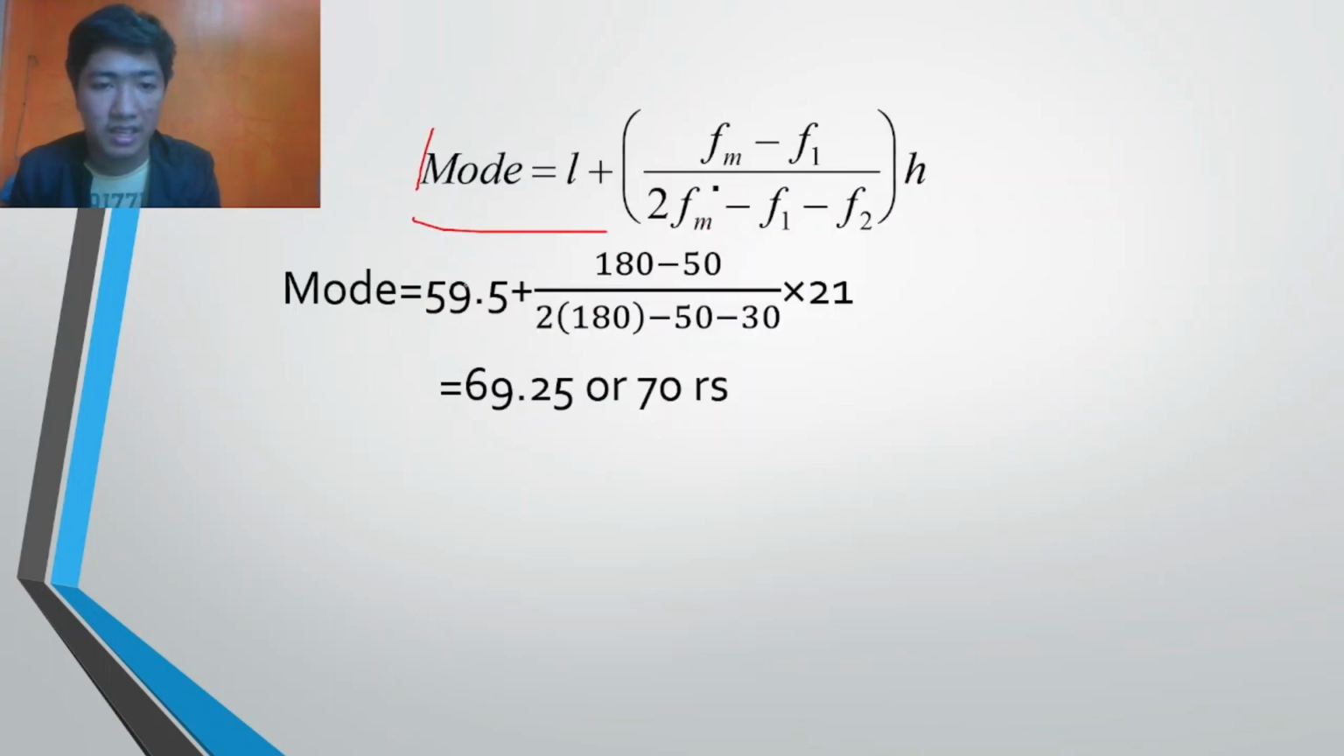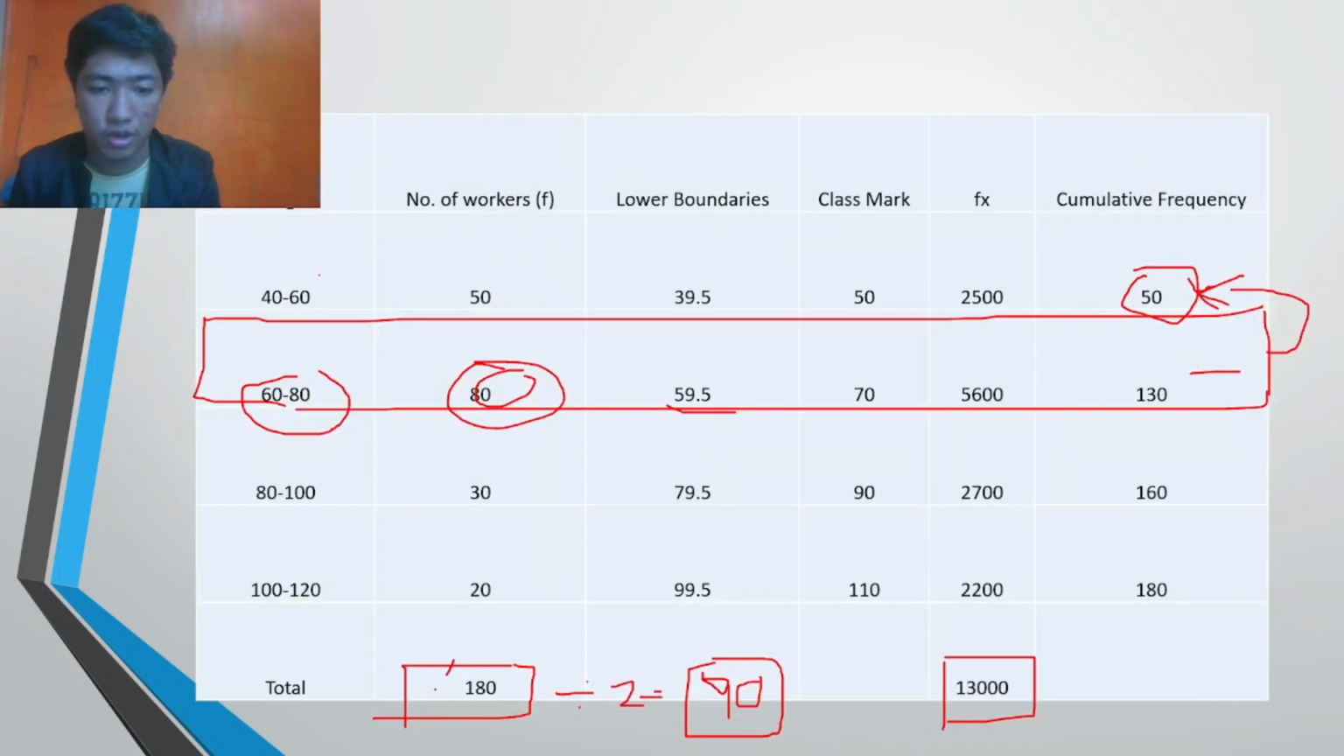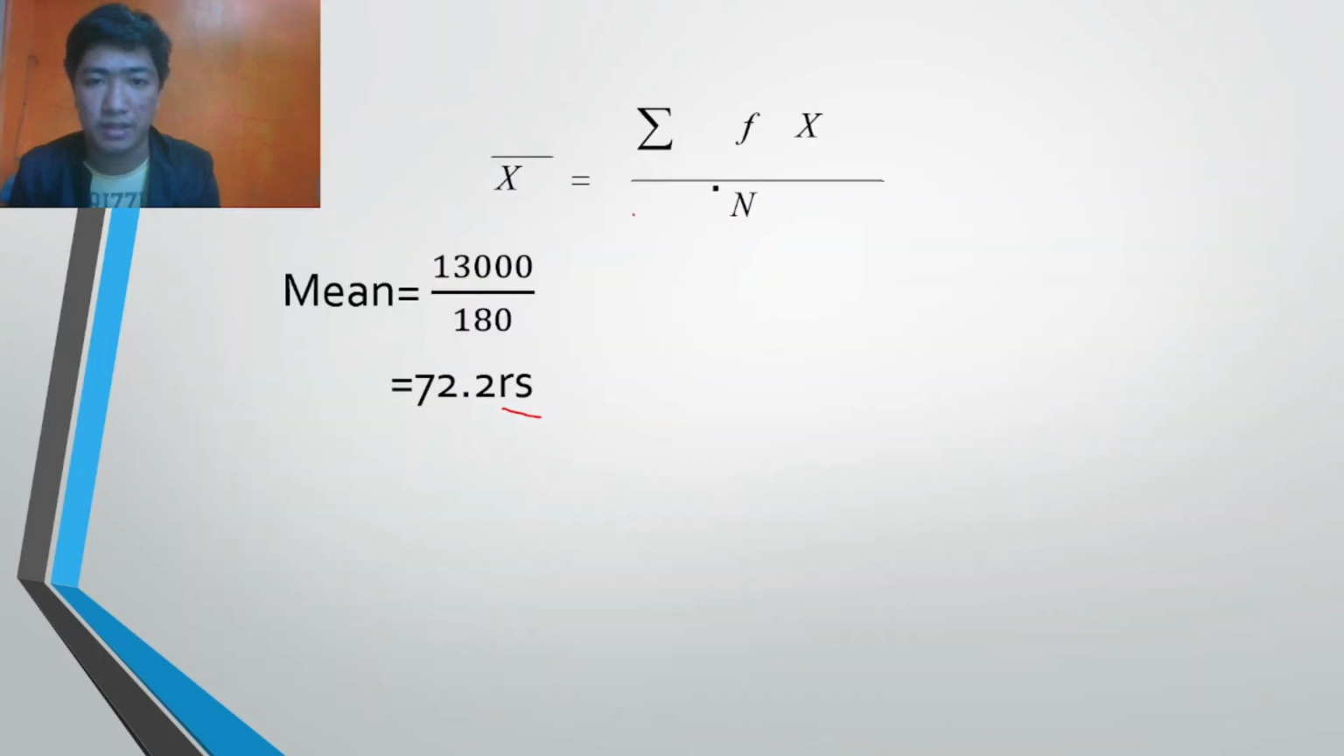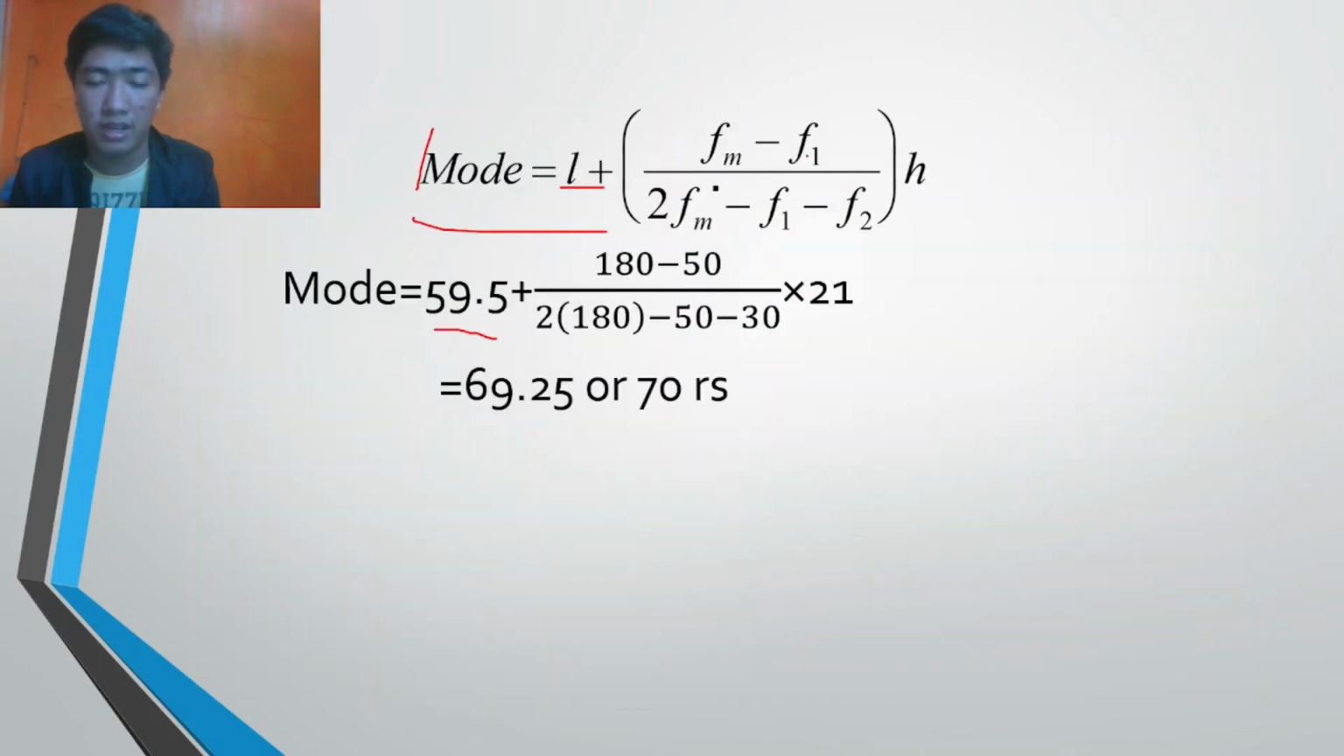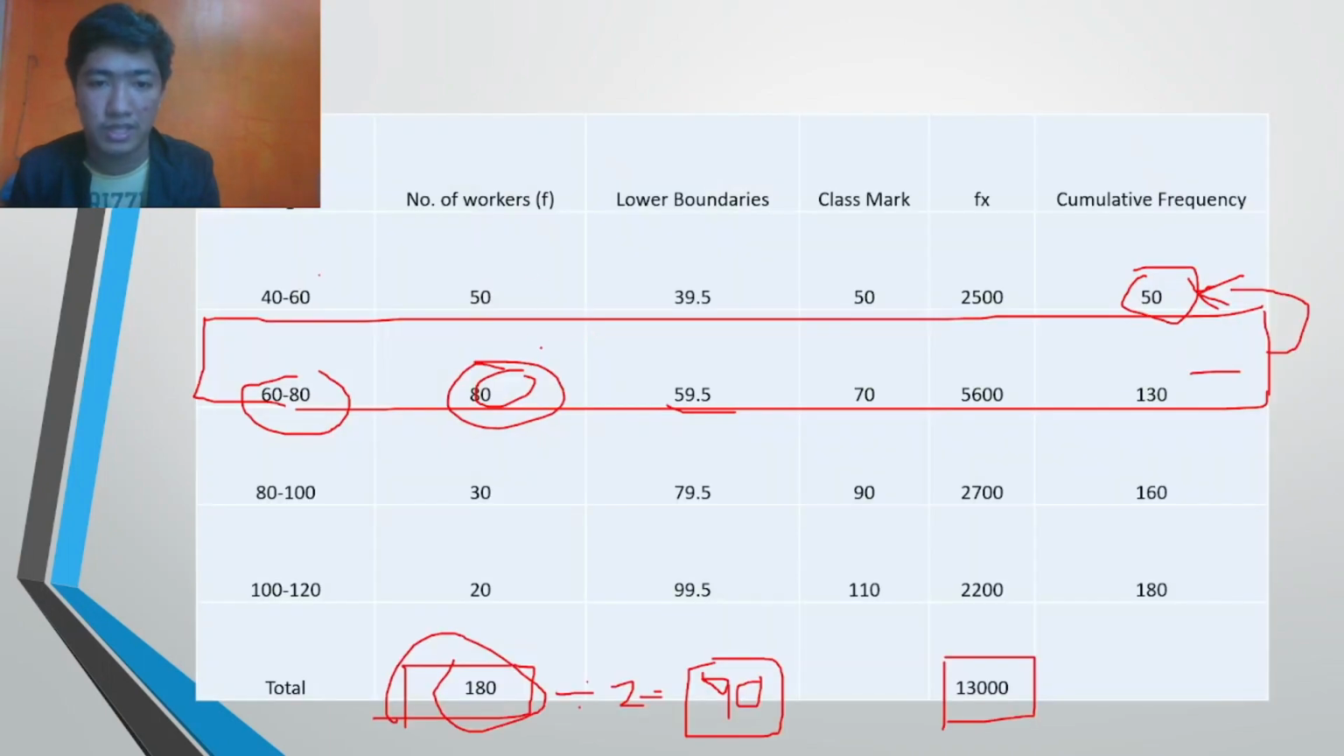So just the same here, the value of the lower boundary is 59.5. Then the maximum value is 80, shown here. That's the maximum value. Then minus f1. The f1 here is the pre-modal frequency, which is 50, and the post-modal frequency is 30. So this is f1 and this is f2 right here.